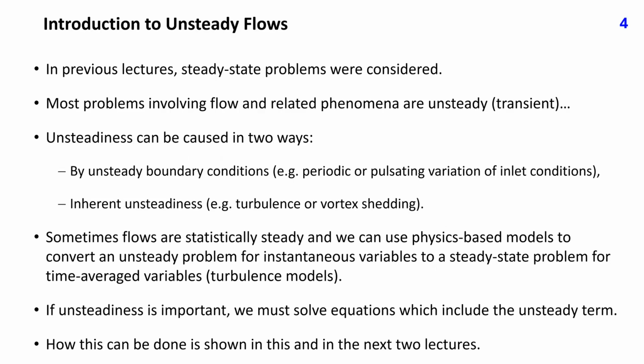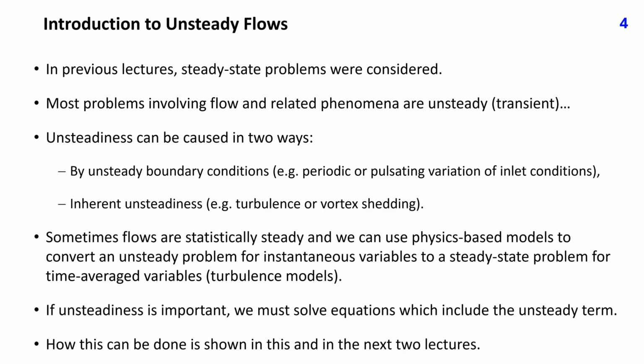In previous lectures, steady-state problems were considered. However, most problems involving flow and related phenomena are unsteady, also called transient. Unsteadiness can be caused in two ways: by unsteady boundary conditions, for example, periodic or pulsating variation of inlet conditions, or through inherent unsteadiness, for example, turbulence or vortex shedding, due to the nonlinearity of the Navier-Stokes equations.